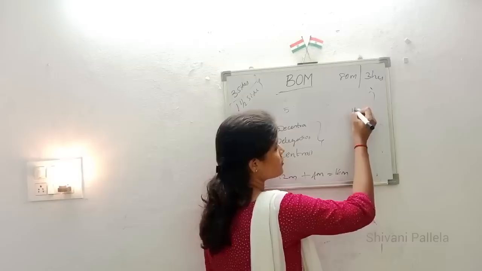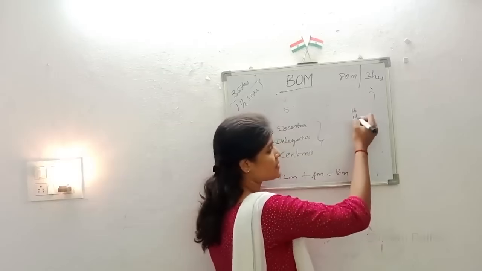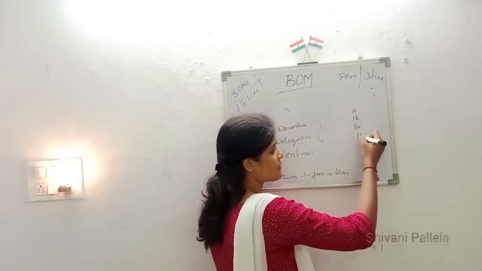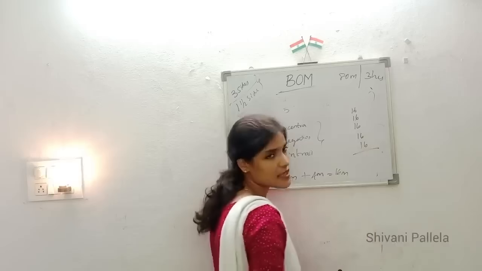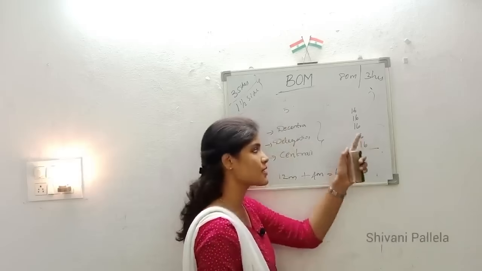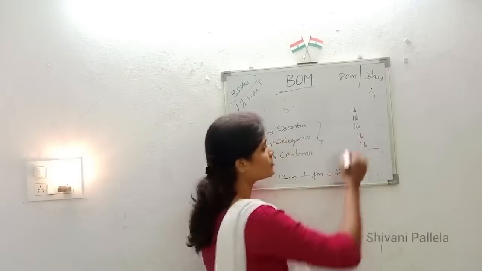Means in the first unit you are learning 16 marks, attempting 16 marks, second unit 16, third unit 16, fourth unit 16, fifth unit 16. 16 marks, 16 marks, 16 marks, 16 marks, 16 marks you are attempting. Total how many marks?